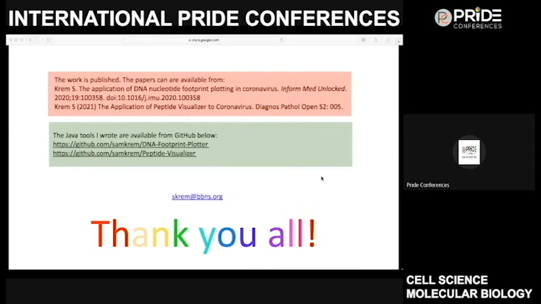So my research was published in 2 journals. One was Informatics in Medicine Unlocked, and the other one was Diagnostic Pathology. You can see in the red box. If you want the source code, check the green box, or my GitHub link is in there.